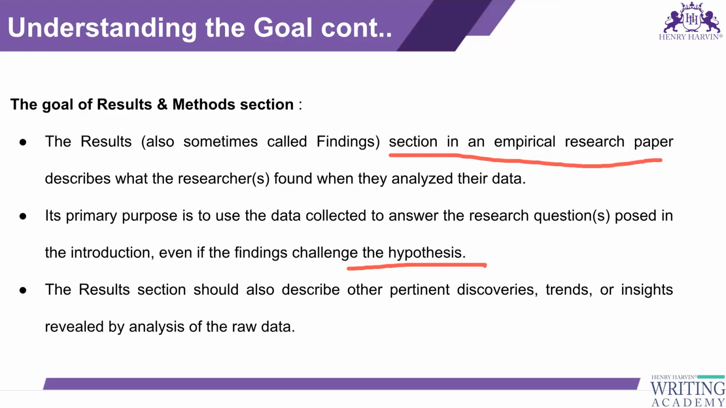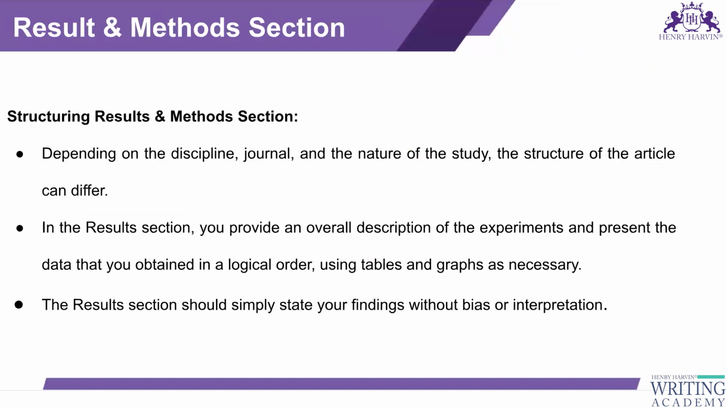So it's more like whatever you have found, it is not matching with your thesis. It is telling that your thesis, for example, because your thesis is challenging those research, basically the research is also challenging your hypothesis. Okay. The result section should describe other pertinent discoveries, trends, or insights revealed by the analysis of the raw data. So what people had and what you have, what you found while doing it, that should be done in the result and method section.